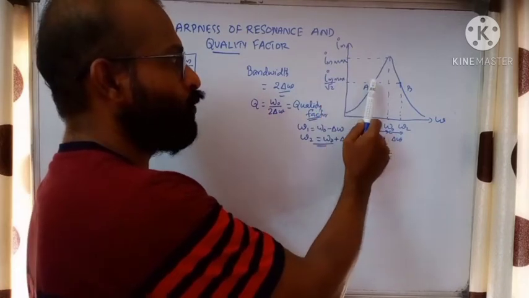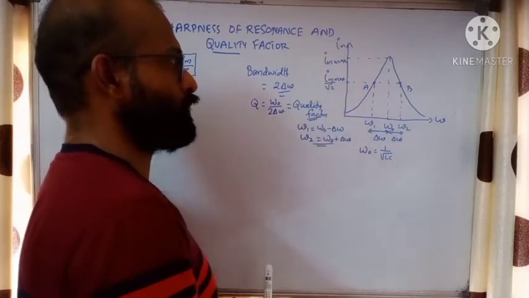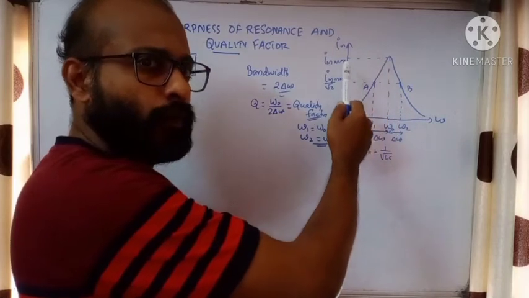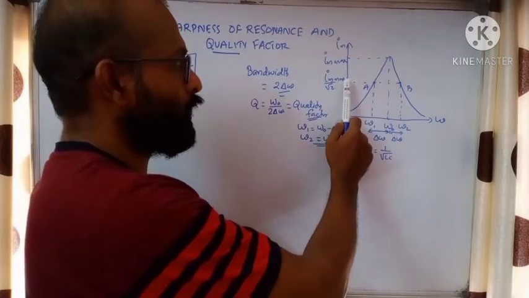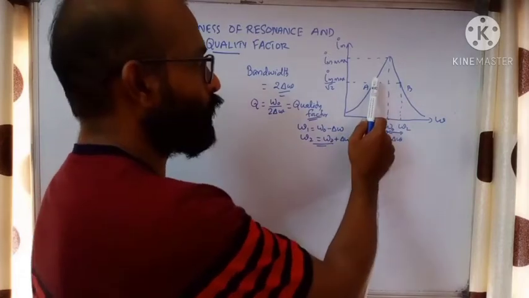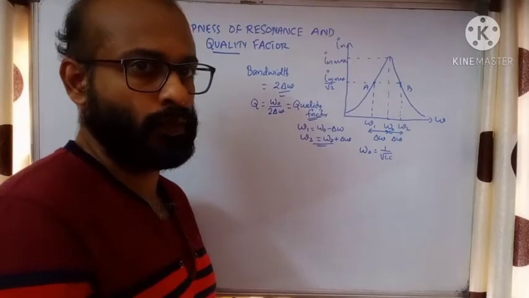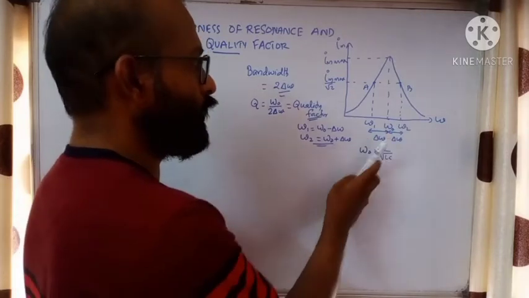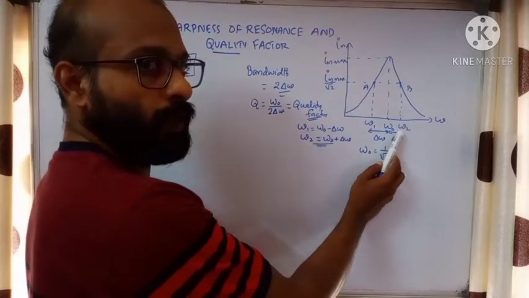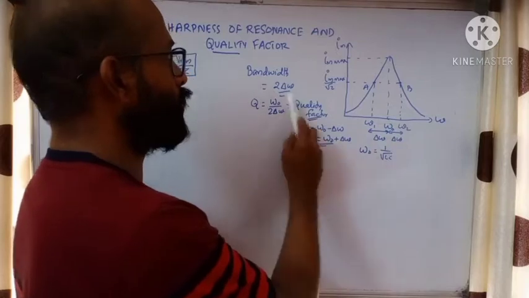I have selected two more points A and B corresponding to 1 by root 2 times Im max. Whatever may be the value of Im max, I take 1 by root 2 times that value, and correspondingly I have taken two points A and B on the graph. Corresponding frequencies are omega 1 and omega 2. Now this width from omega 1 to omega 0 I take as delta omega, this also delta omega. The whole width between omega 1 and omega 2, I can take as 2 delta omega.